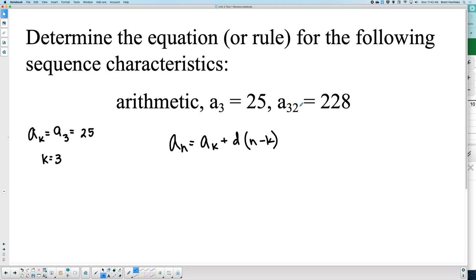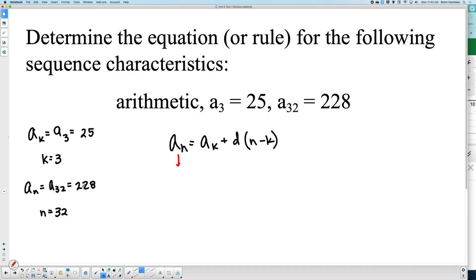What I'm also going to have to do, since I don't know my common difference, is I'm going to have to say this is AN. I'm going to say for a moment AN is A32, which is 228. If A sub n is equal to A sub 32, that means n itself is going to be 32. So if we substitute these values in, we should be able to solve for a common difference. So instead of AN, what am I substituting for AN? What's the mathematical value?